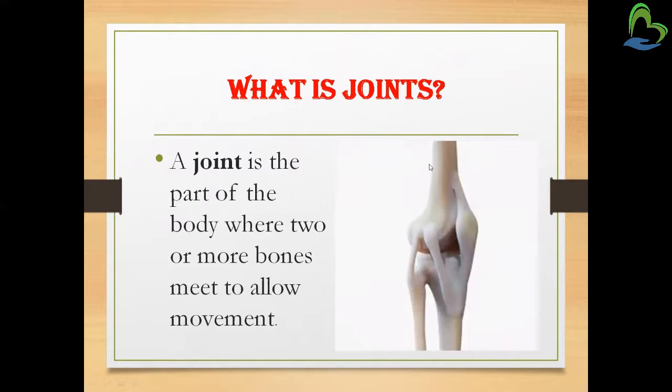what is a joint? The joint is the part of the body where two or more bones meet to allow movement. So this is the picture of a knee joint. You can see here, this is the knee joint.